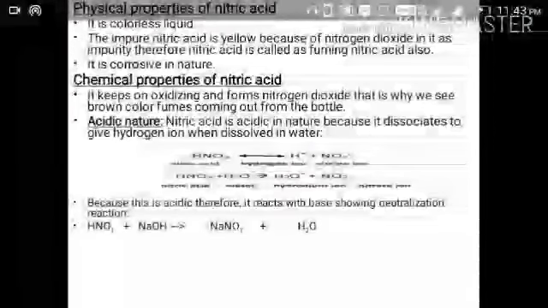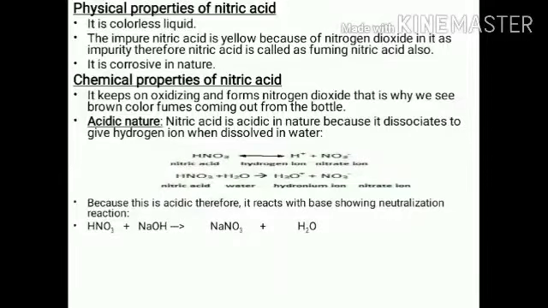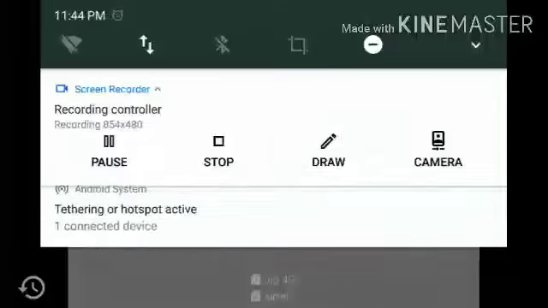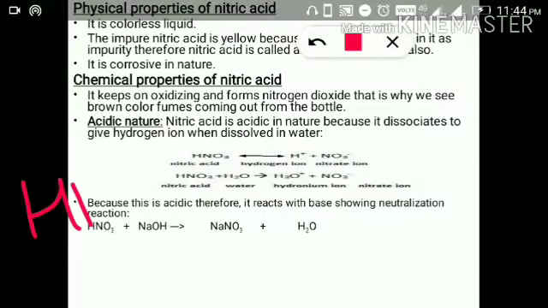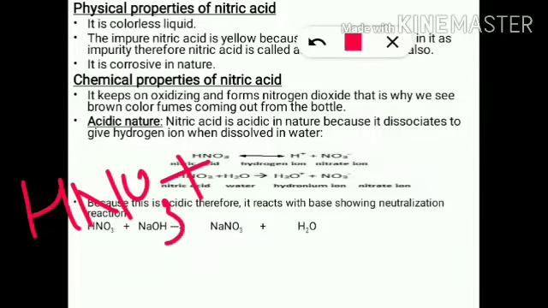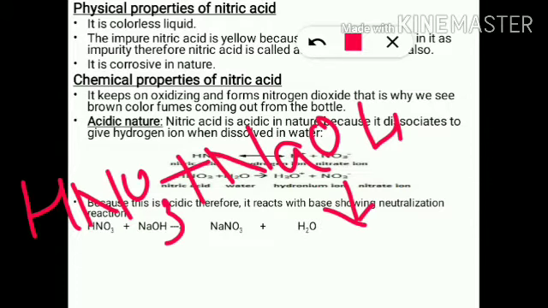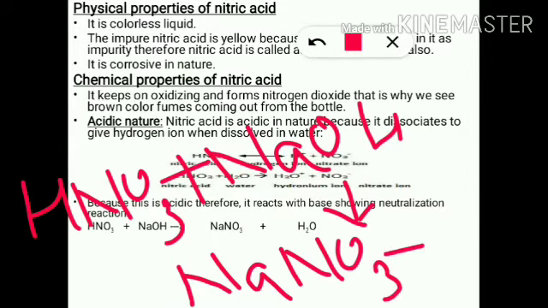So we can say that nitric acid produces H plus ion when we dissolve it in water, so nitric acid is acidic in nature. When nitric acid reacts with a base, it gives salt. Look at the example. Nitric acid, HNO3, is acidic. When it reacts with the base NaOH, you know very well NaOH, KOH, magnesium hydroxide, barium hydroxide are all bases. It forms salt, NaNO3, plus water. That is a simple neutralization reaction.